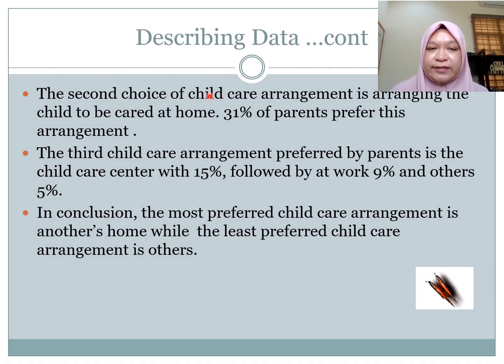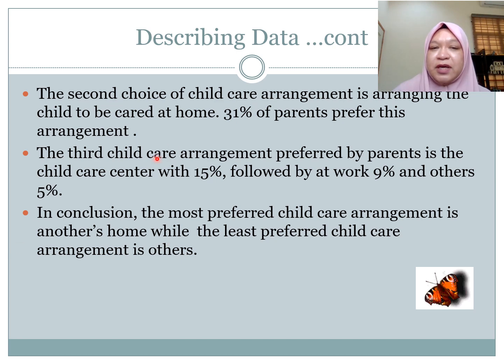The second choice is arranging for the child to be cared for at home, 31%. You have to remember that when you describe the data, when you analyze the data, I want you to include the figure of the data that you want to highlight. Make sure you state the figure. The third choice is about 50% and so on. In conclusion, the most preferred childcare arrangement is another's home, while the least preferred childcare arrangement is others. Last, you will do the conclusion.